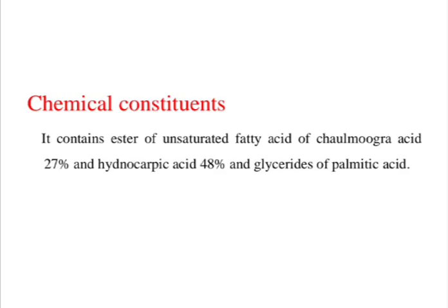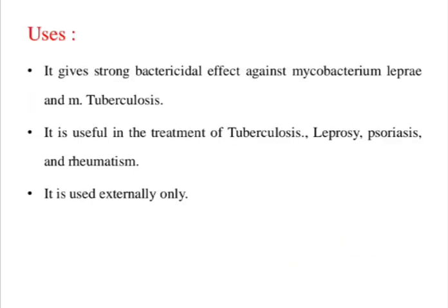Chemical constants. It contains esters of unsaturated fatty acids: chaulmoogric acid 27% and hydnocarpic acid 48%, and glycerides of palmitic acid. Uses. It gives a strong bactericidal effect against Mycobacterium leprae and Mycobacterium tuberculosis. It is useful in the treatment of tuberculosis, leprosy, psoriasis and rheumatism. It is used externally only.